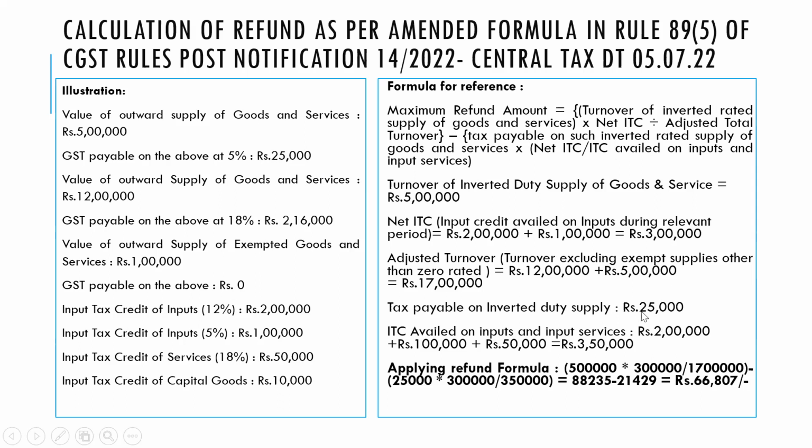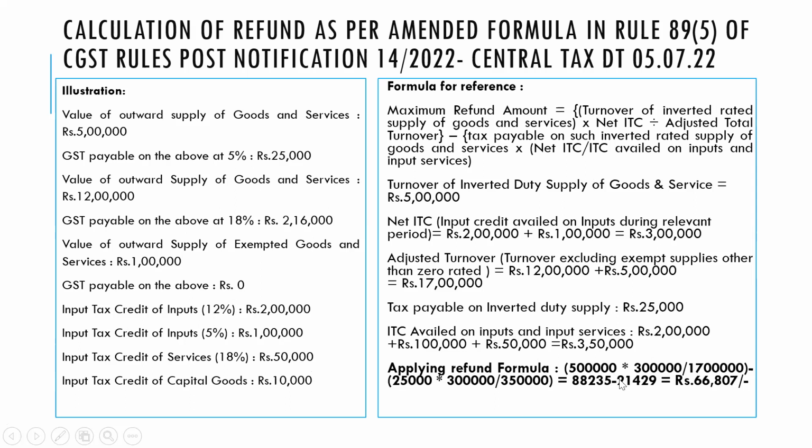So this 25,000, the tax payable on the inverted rated supply, is adjusted in proportion to the net ITC on inputs by the total ITC availed on inputs and input services. So here it is 25,000 into the net ITC, that is 3 lakh, by total ITC availed on inputs and input services, that is 3,50,000. Even in this case, they have excluded the input credit on capital goods, so it does not come anywhere in the refund formula.